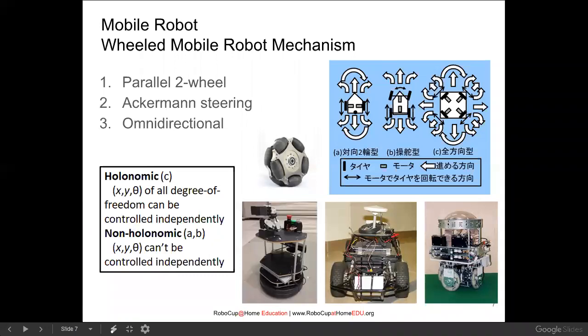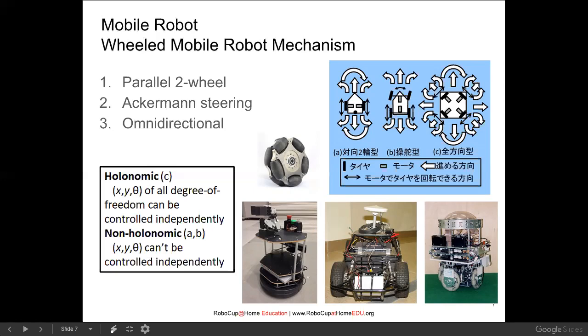From here, for the wheel, I picked a few common examples of mobile robots. Over here we have three main common ones. The first one is the most common one. I can say maybe 80% of the mobile robots or any robots that we use for education and so on belong to the first one, the parallel two-wheel. You have a two-wheel differential drive, both controlled by separate actuators, and that gives you a very flexible movement.